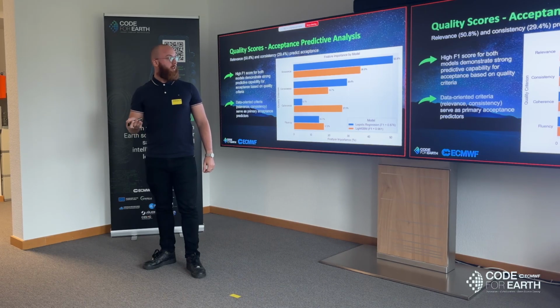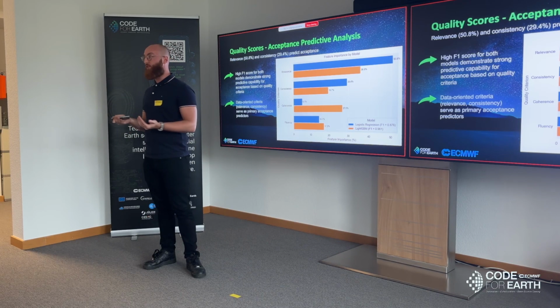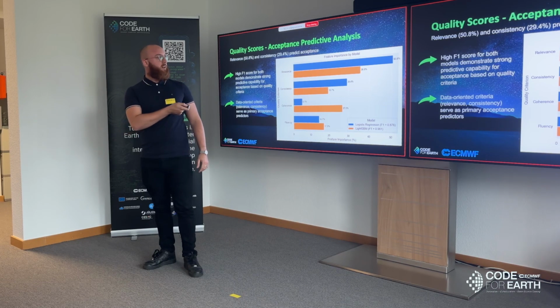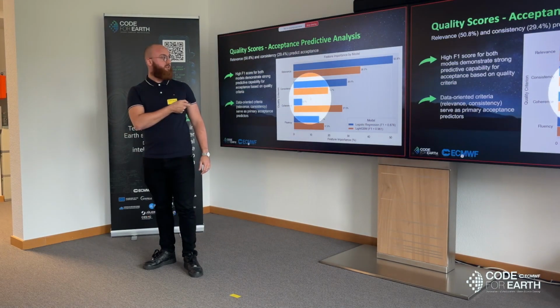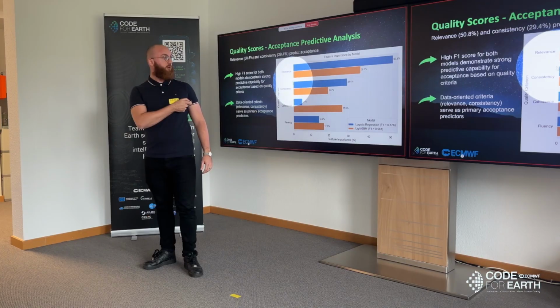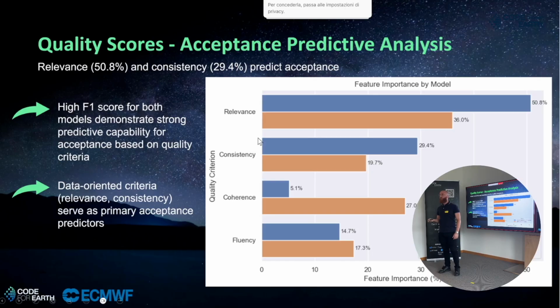So second thing is the different scores don't have the same importance at all. We see that the relevance and consistency are the criteria that most predict the acceptance. Simply said, the evaluators put way more value on how factual and relevant the data in the description is compared to the structure or quality of the language.